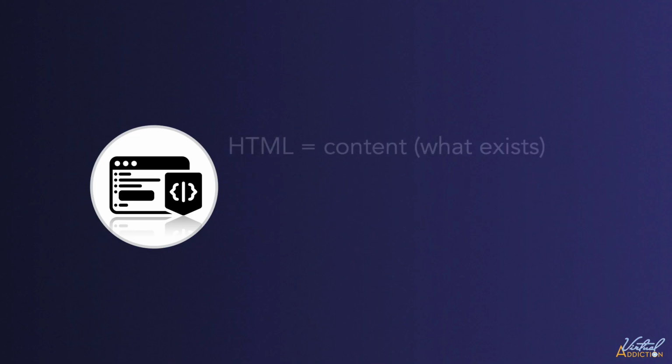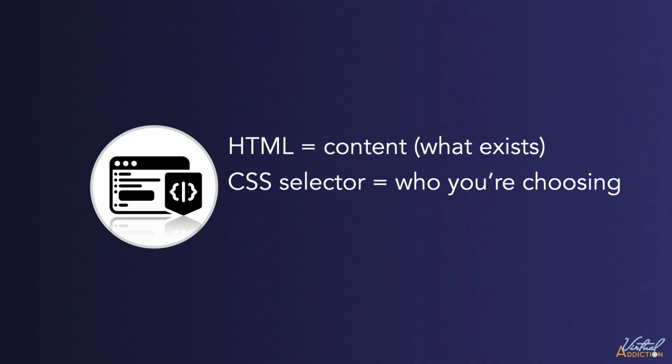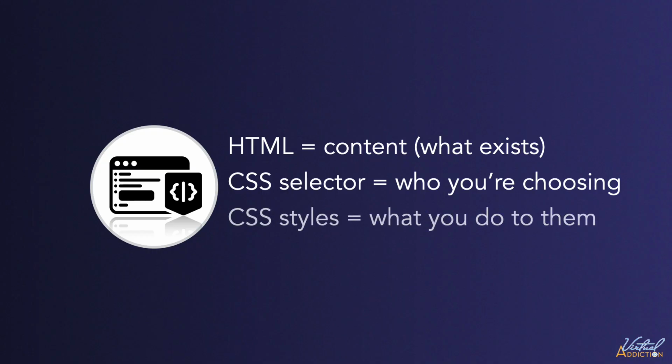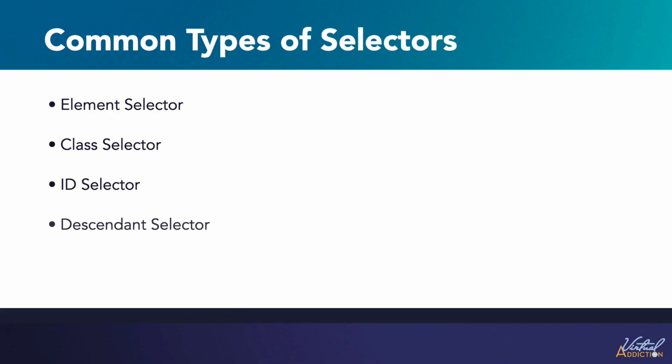Here's an easy way to think about it. HTML is the content. It's what exists on the page. The CSS selector is who you're choosing, and the CSS styles are what you do to them. Together, they create the final look. There are several common types of selectors that you'll use. These include element selectors, class selectors, ID selectors, descendant selectors, and pseudo-classes.